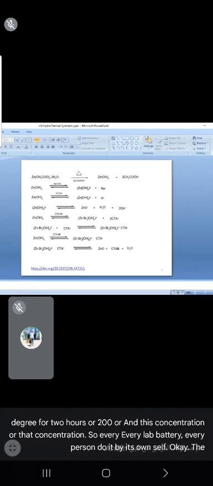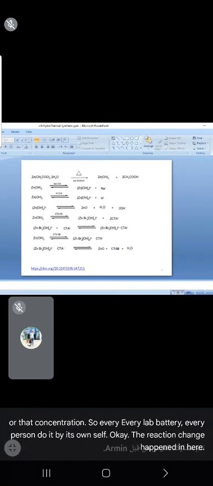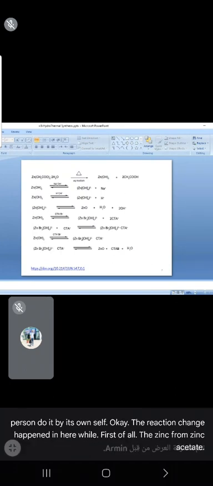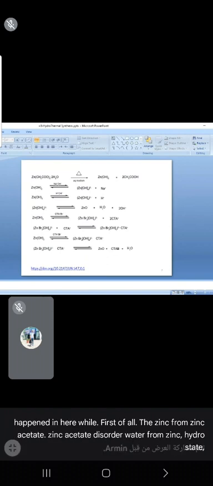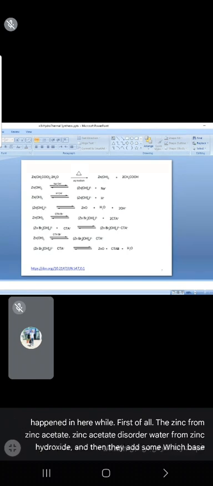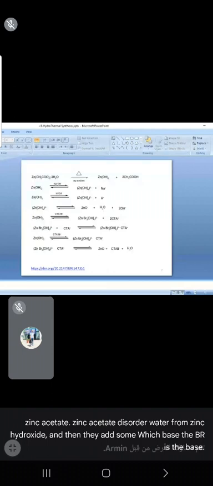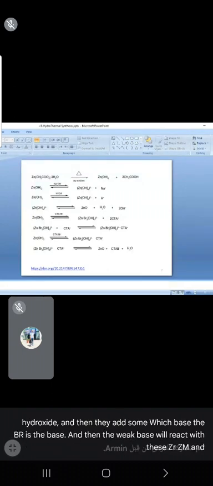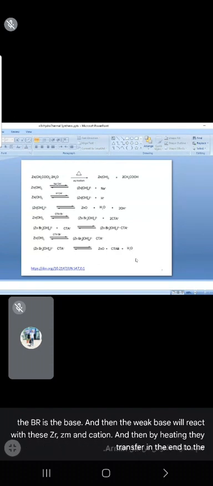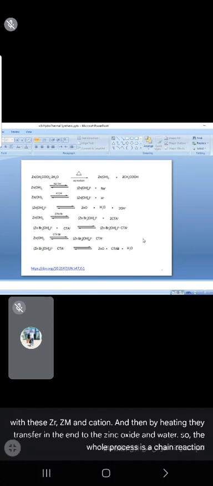The reaction chain that happened here was first of all the zinc from zinc acetate. Zinc acetate dissolved in water forms zinc hydroxide, and then they add some weak base, and the base will react with the Zn cation, and then by heating they transfer it in the end to zinc oxide and water. So the whole process is a chain reaction happening at a high temperature.